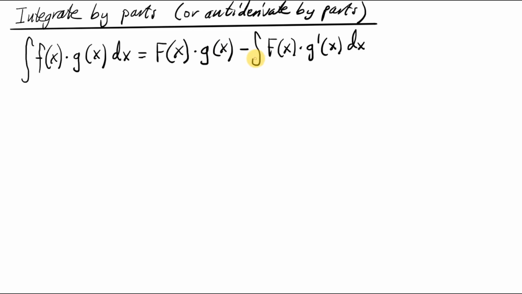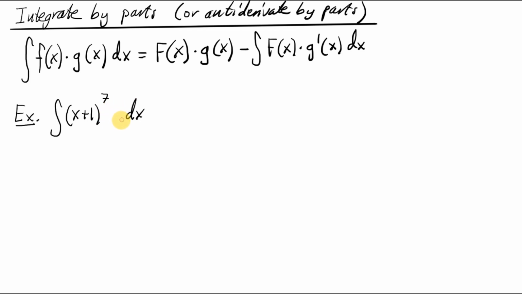Then you take minus the product of the antiderivative of f and the derivative of g. Then you take the antiderivative of this. So let's say, for example, that you want to find the antiderivative of this one. And that's not so simple, because this one here complicates things.